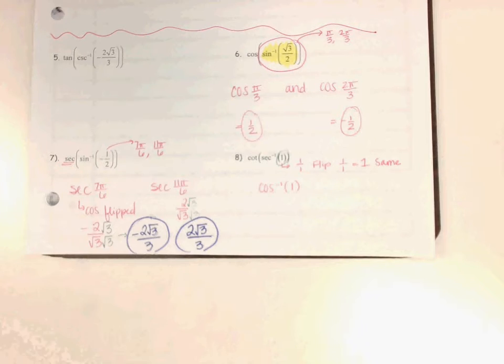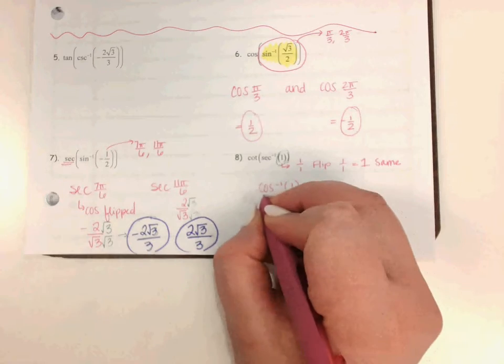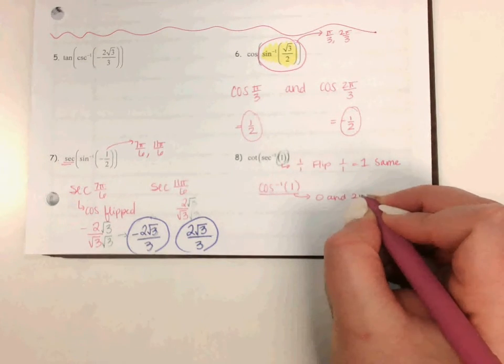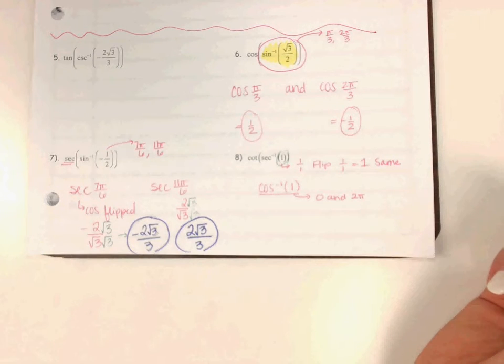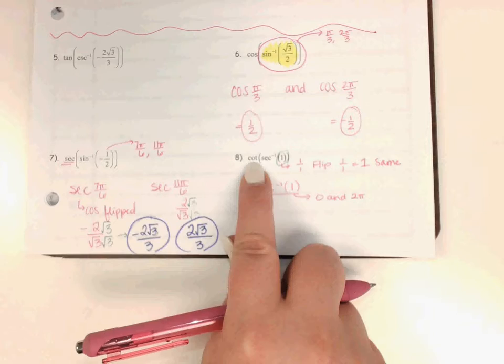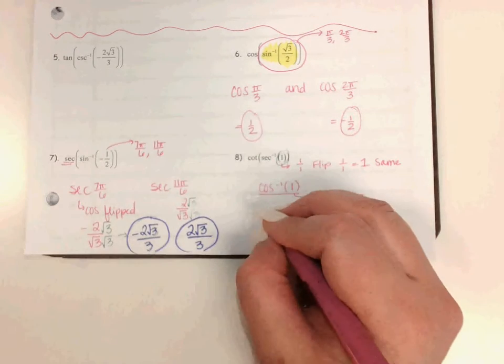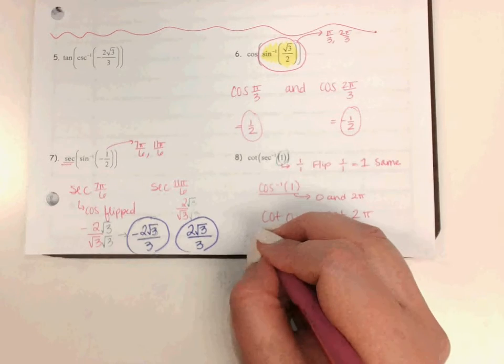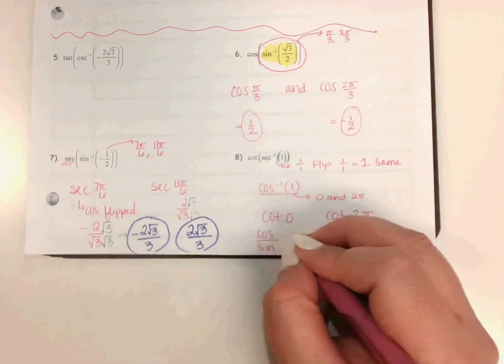When is cosine 1? At 2 pi and 0. Remember, they're the same, but you have to list both of them. So this is going to happen at 0 and 2 pi. And then what am I going to plug those values into? Cotan. So if tan is sine over cosine, then cotan is going to be cosine over sine.